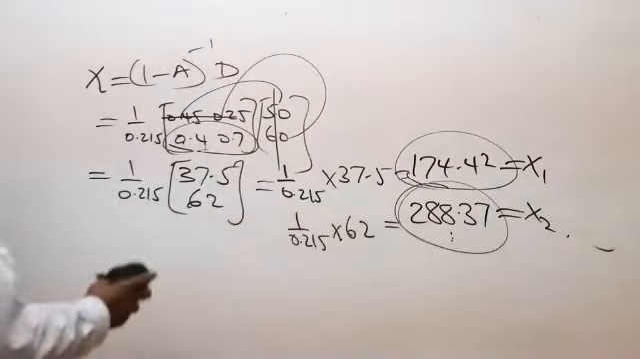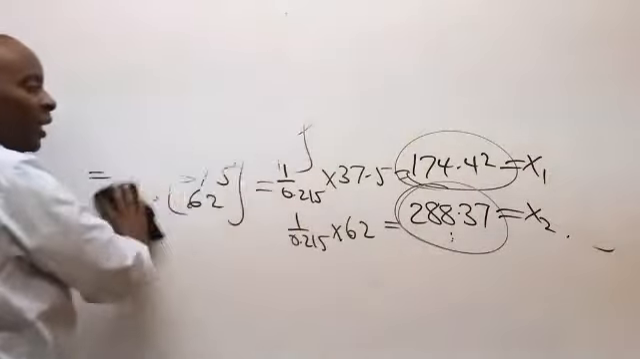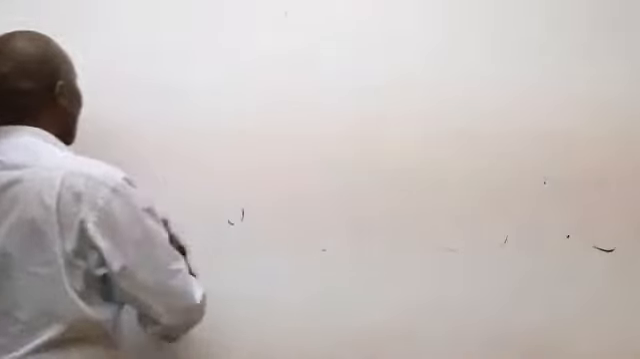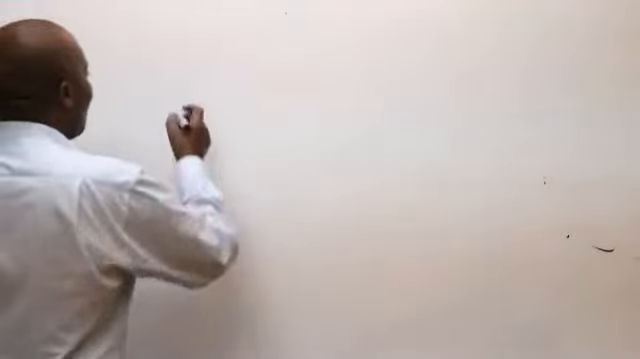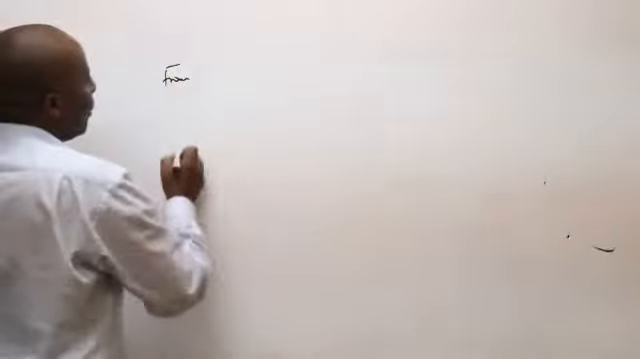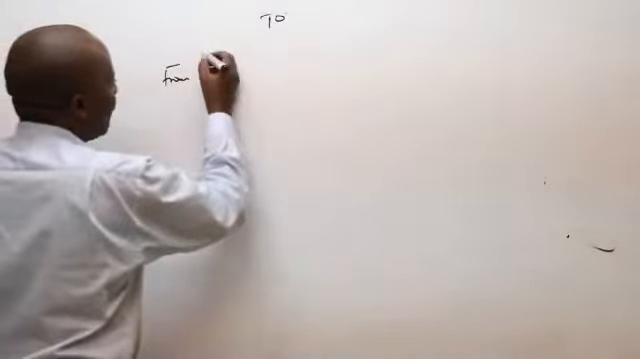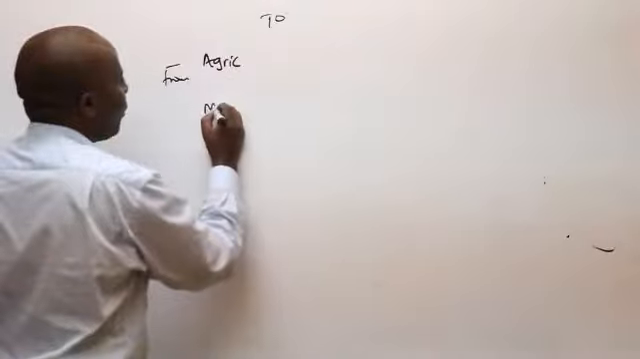Now, ladies and gentlemen, listen. Your examiner will never give you A directly like that. What your examiner will do is come and give you this kind of a question. It'll tell you, we have here from, and to, two sectors. We have agriculture, we have mining.